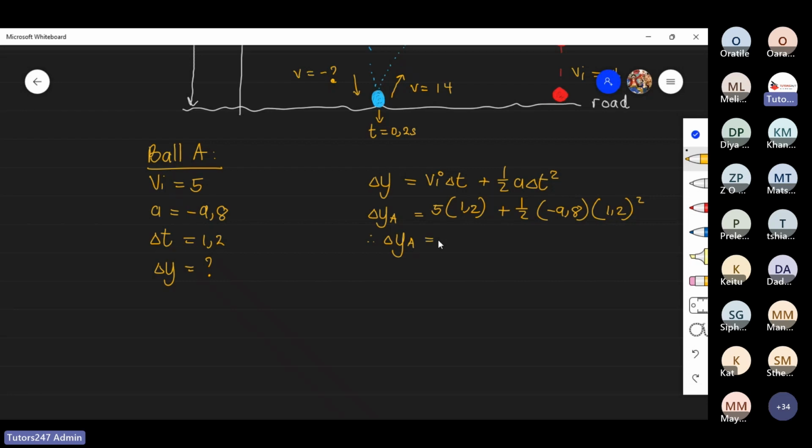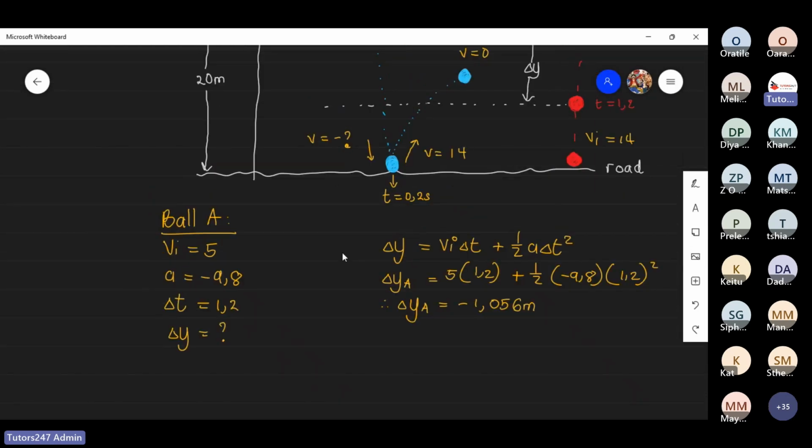So once you put all of this into your calculator, you should end up with a height of negative 1.056 meters. Keep in mind that this is not your height above the ground. This is your displacement. It means that the object was displaced 1.056 meters downwards. So let us go and see what that looks like on our graph.